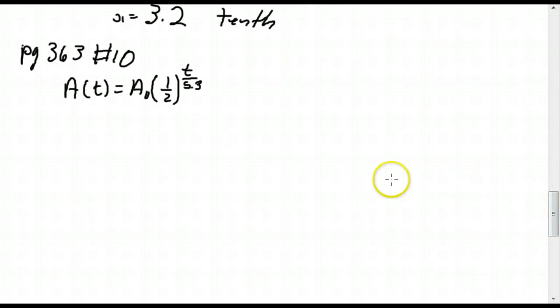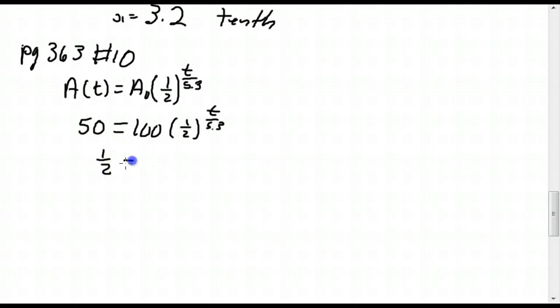Okay, here's 363, number 10. Again, solving an exponential equation. This deals with the half-life of cobalt-60. The first part is, how long does it take for a sample of cobalt-60 to reduce to half its amount? Let's just pick an arbitrary amount of 100, or that could even be a percent. Half of that is 50, and we get 1/2 to the t over 5.3. Let's simplify this before we solve. 50 divided by 100 is 1/2, so that's 1/2 to the t over 5.3.